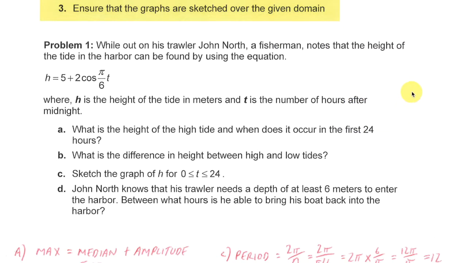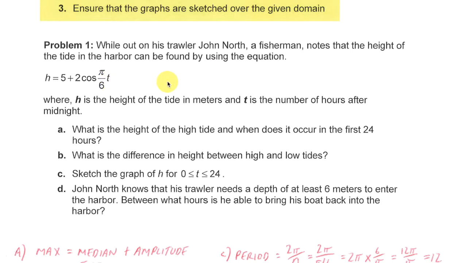And what I would like you to do right now is pause this video and thoroughly read the question, all of it. So we've got this guy, John North. He's a fisherman, and he takes the height of the tide in the harbour. So that's H. He finds out that it can be modelled by this equation, where T is the number of hours after midnight.